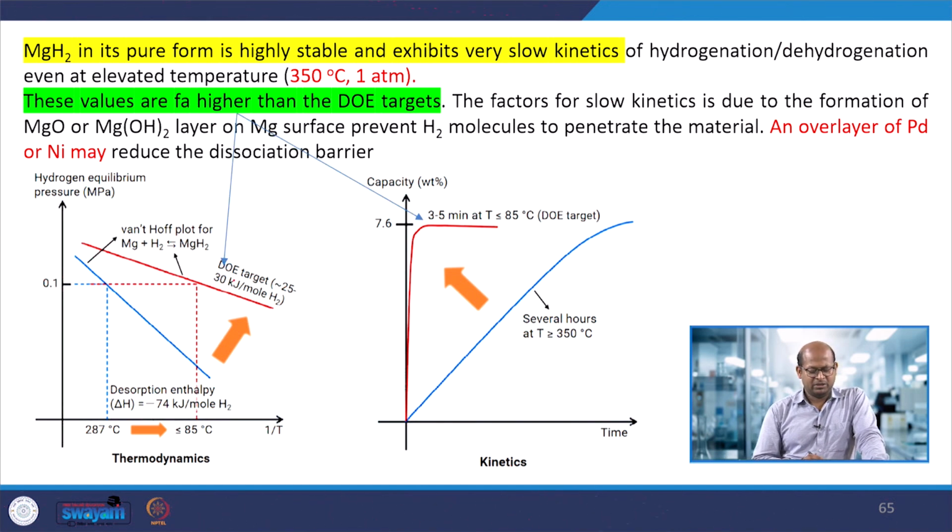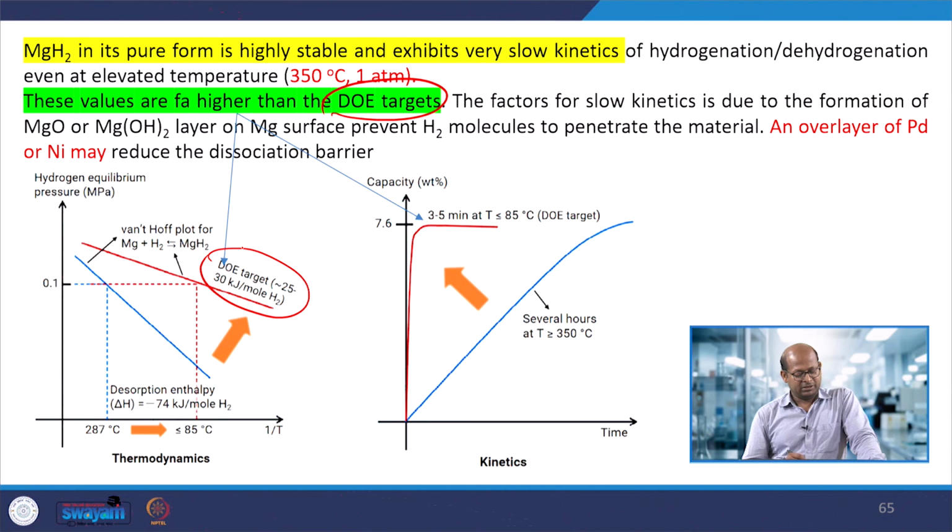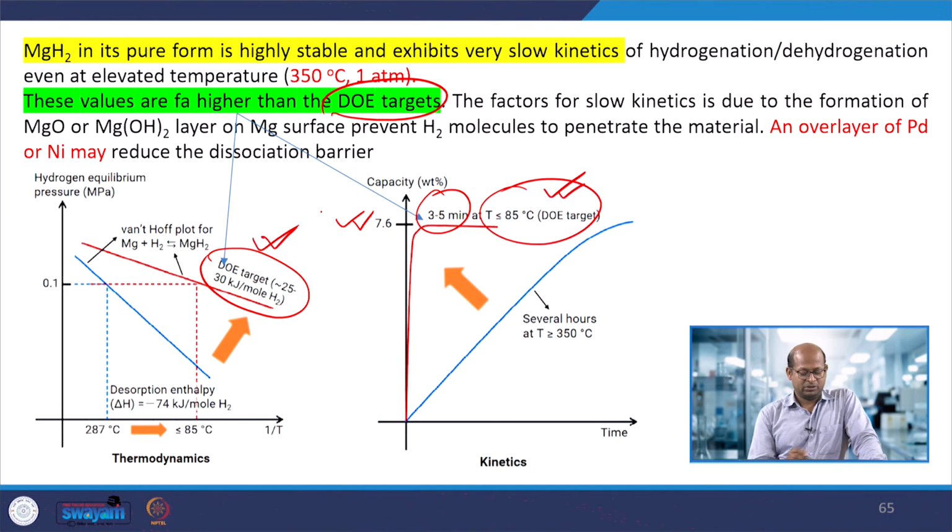So here you can see, as per DOE targets, the material should have an activation energy of 30 kJ per mole of hydrogen, and it should store 7.6 weight percent of hydrogen, the gravimetric storage capacity. As per the DOE target, at less than or equal to 85 degrees centigrade, it can store 7.68% hydrogen and it can give it within 3 to 5 minutes. So those are the DOE targets.